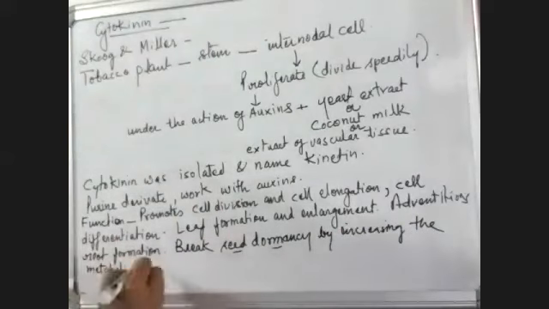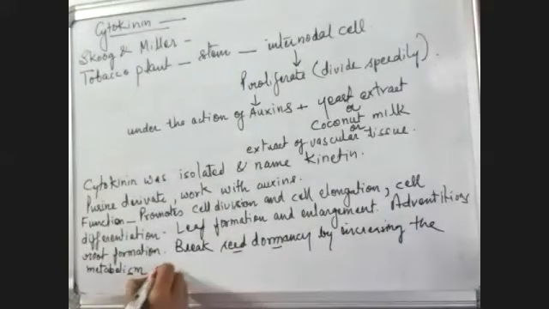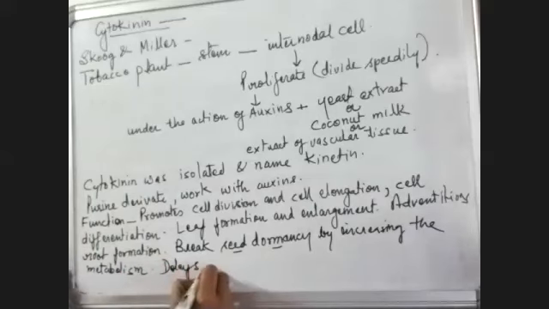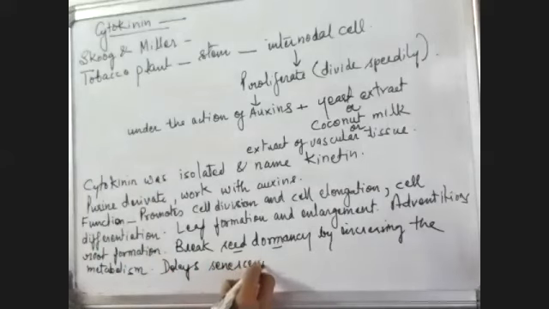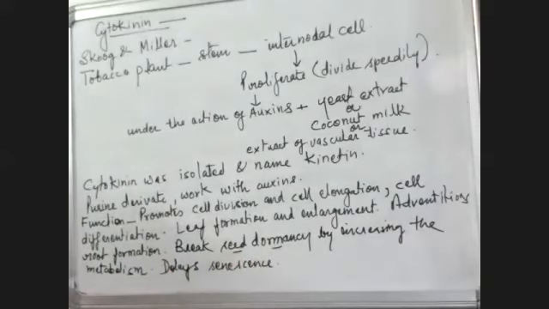At the same time, one last effect of cytokinin is that it delays senescence. Senescence is aging in plants. So the process of aging in plants is delayed by cytokinin. So these are the functions of cytokinins which I have described just now.